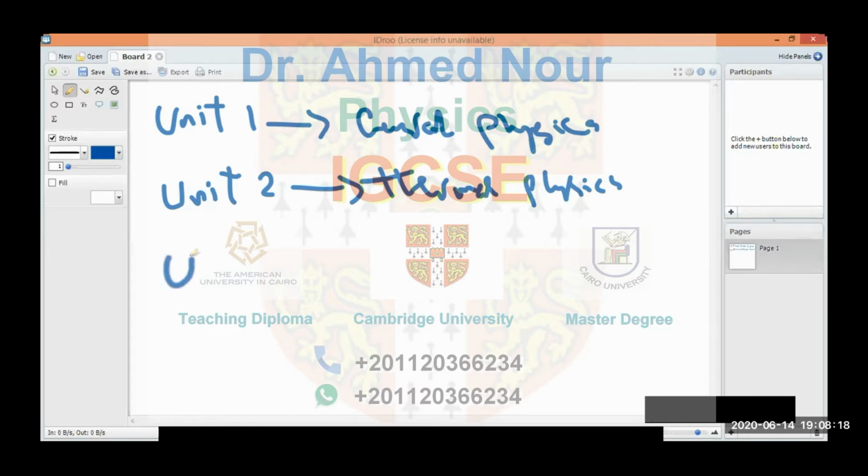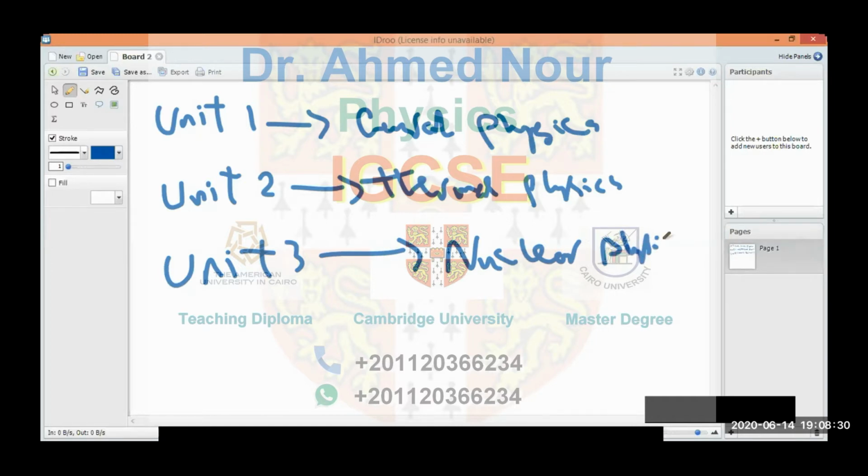In Unit 3, nuclear physics. In this unit, we are speaking about the atom, nucleus, radioactive elements, how we can measure the activity of these radioactive elements, and what is the half lifetime of these.